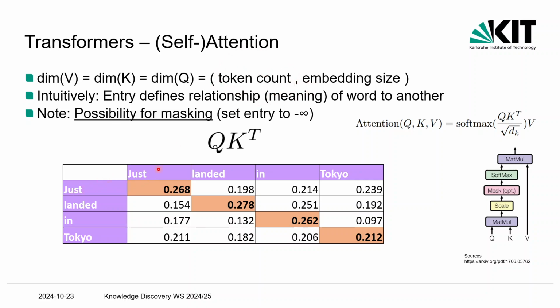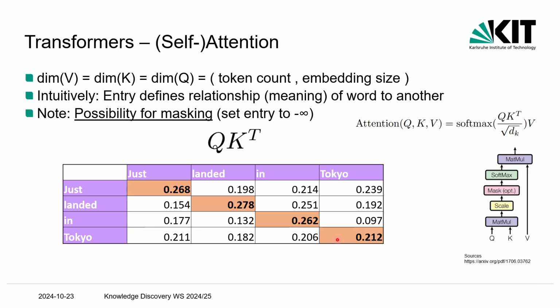So we have this matrix here with word-to-word associations: just, landed, in, and Tokyo. Cool, and here we have all the entries that are filled out. Intuitively, the diagonal should be the highest, right? Because the word itself should be the most meaningful for the word itself, which intuitively already makes sense. And here we also see where the masking can take place.